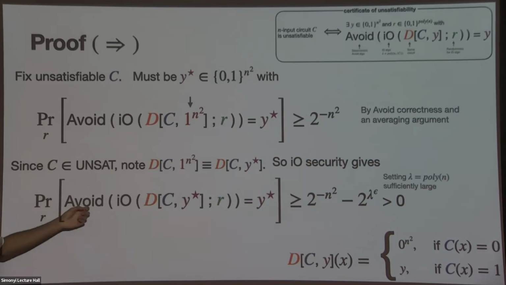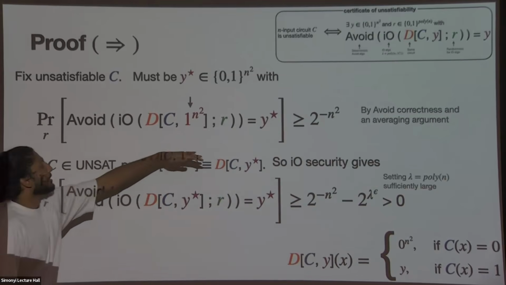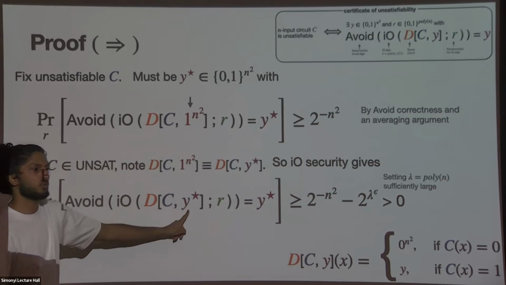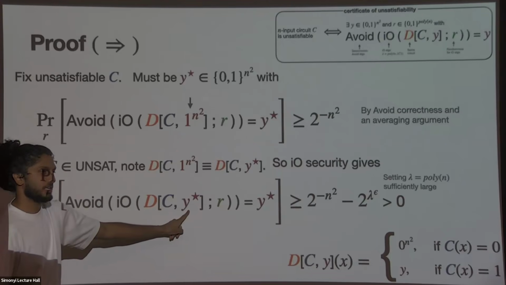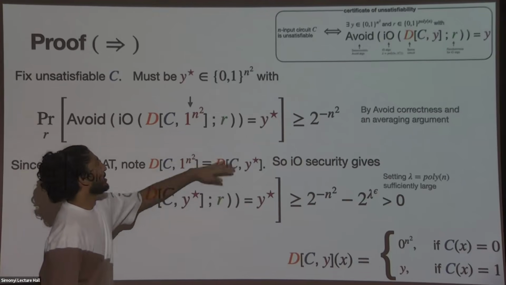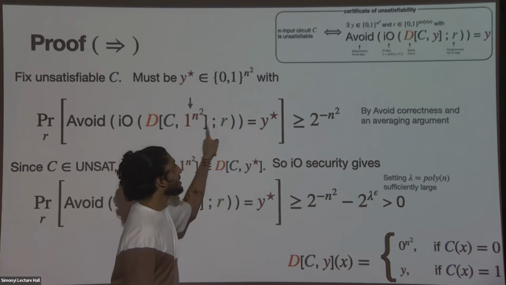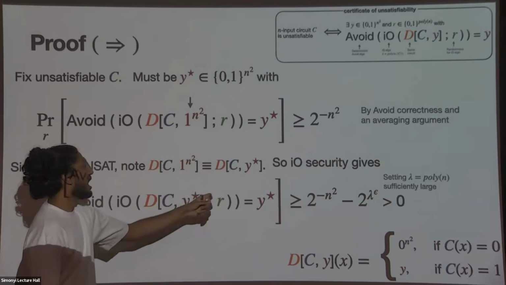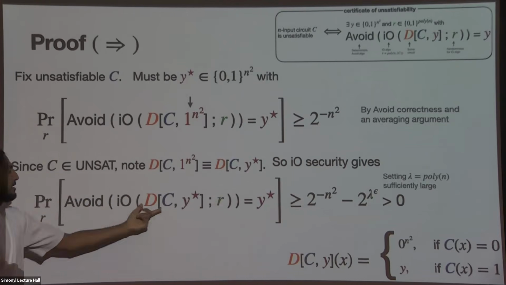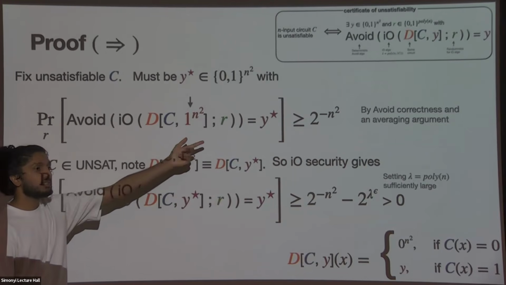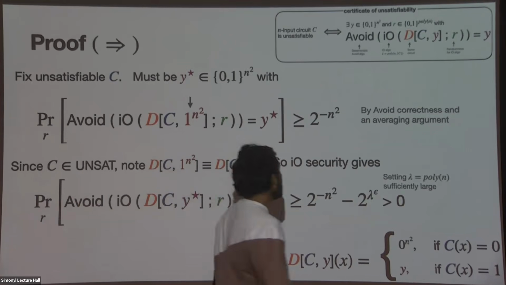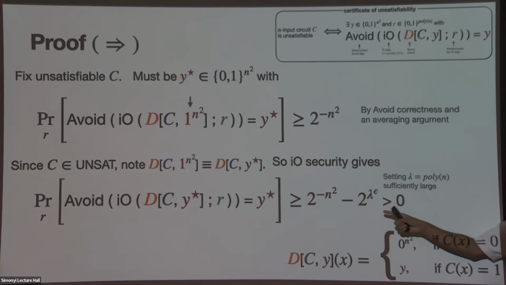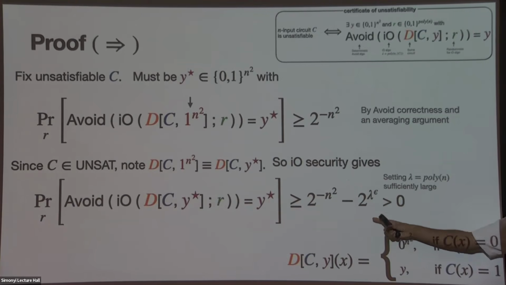If we look at the probability that the event that happened here happens, but when I replace 1 to the n squared with Y star, well, how much can change? The event when we put 1 to the n squared here happened with 2 to the minus n squared probability. Now when I change this to Y star, I/O security will say, if that event happened over there with 2 to the minus n squared probability, it's going to happen here with 2 to the minus n squared probability, with some security loss associated with the I/O. I said the I/O was like this; there should be a minus sign there.